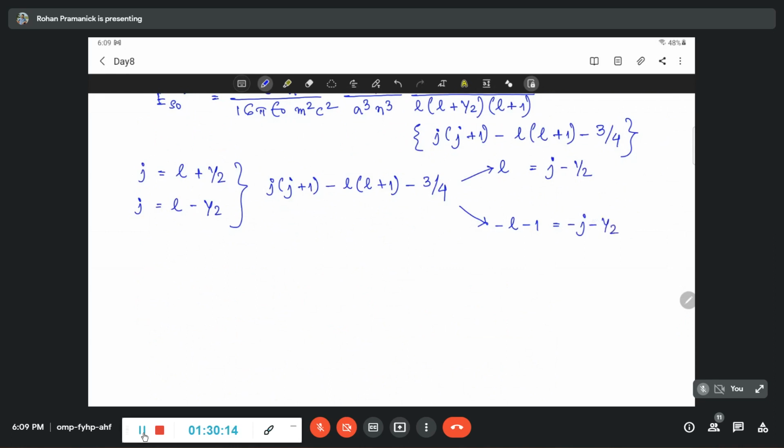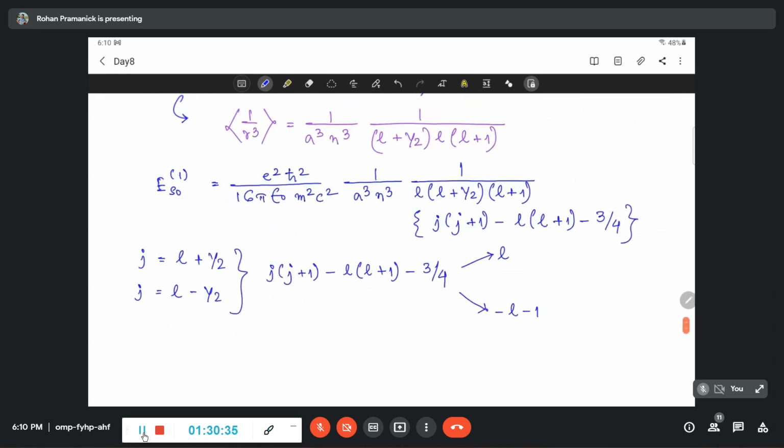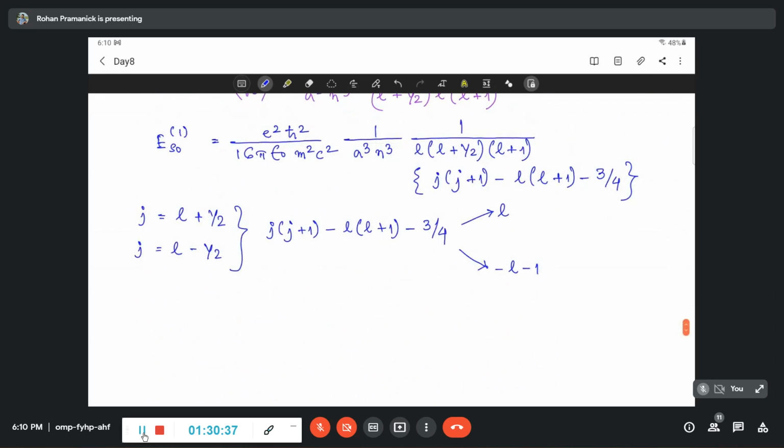Minus j minus half minus 1, right? Yes, minus j minus half. So what you have is this quantity. Maybe I leave it just for L because the answer is in L. If you calculate this thing, you will find that for L plus half you will get L, and for L minus half you will get L minus L minus 1.